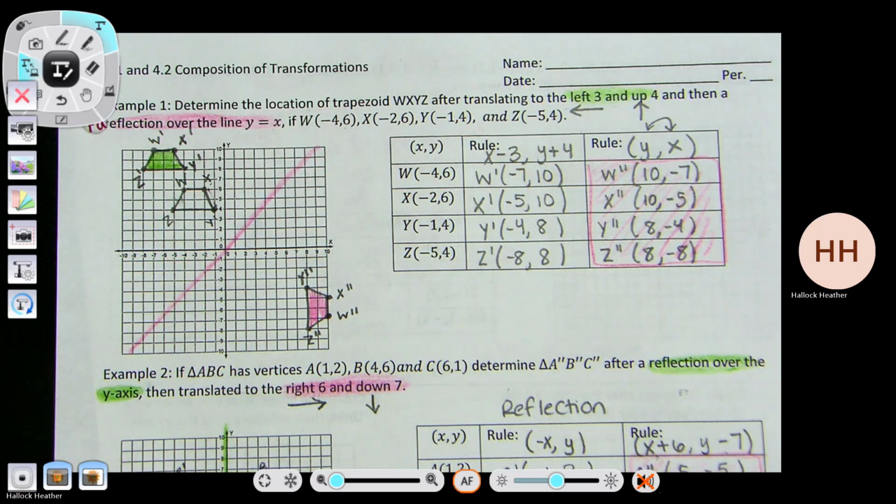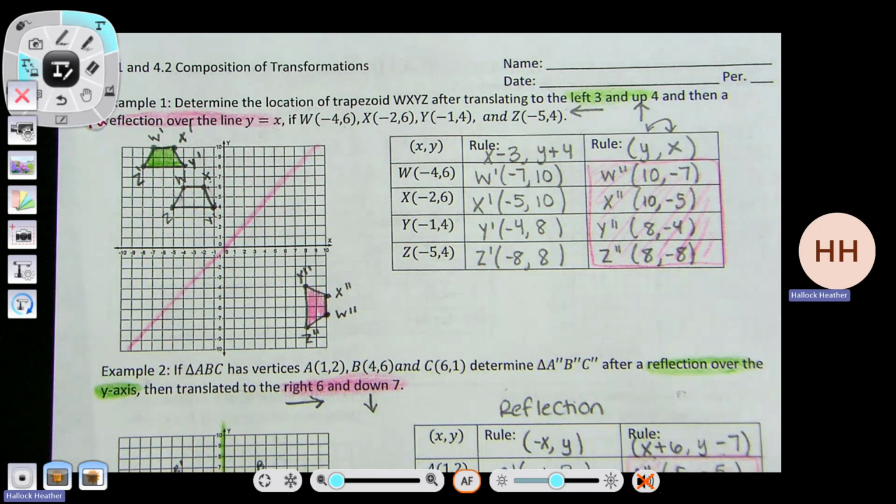Number 1 kind of looks like a diamond, like a rhombus, so it's crooked. Is the rule number three, negative x, you flip it and you make it negative. So (negative y, negative x).